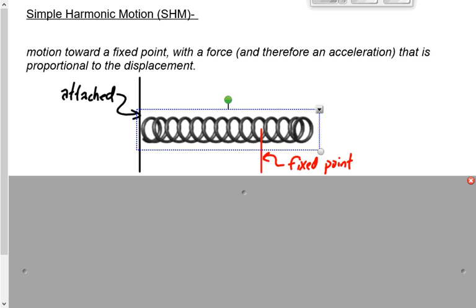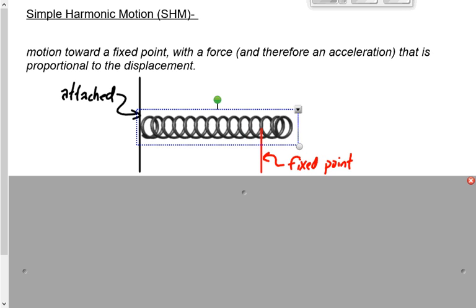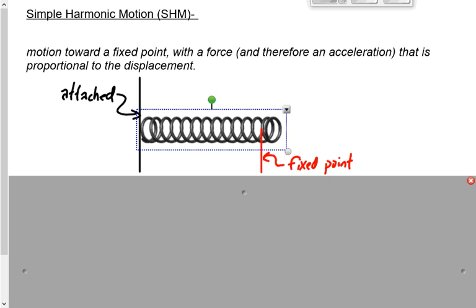You can see here that there is motion toward that fixed point, and the force that pulls it toward that fixed point is related to the displacement. That's different than anything we've ever done before. Everything we've done before involving forces has involved a force that hasn't changed. We might have had 2 or 3 or 4 forces acting on an object, but each one of those forces remained the same for the entire question. Now the force is changing, depending upon where that spring is.